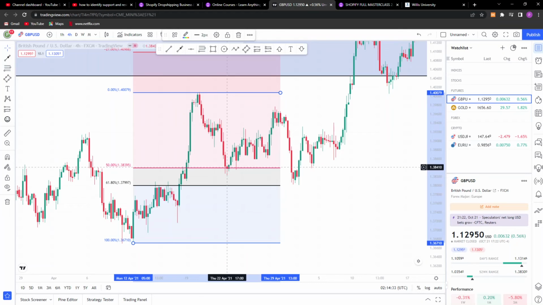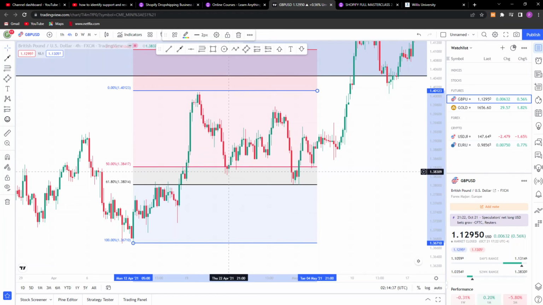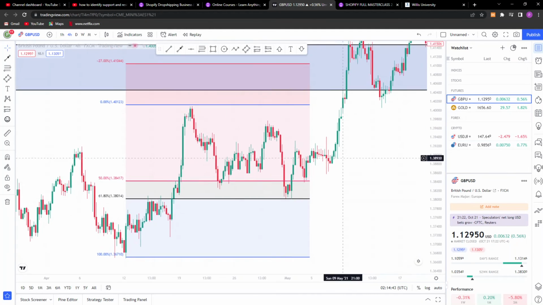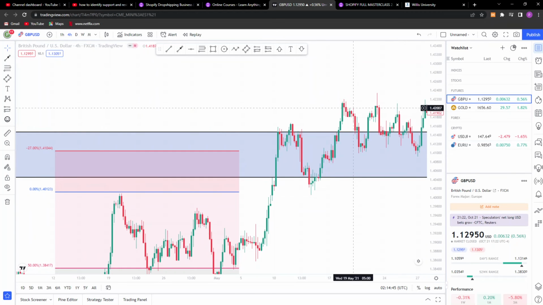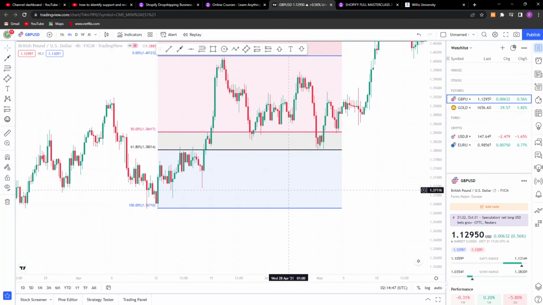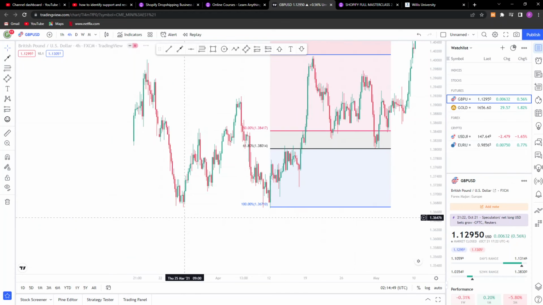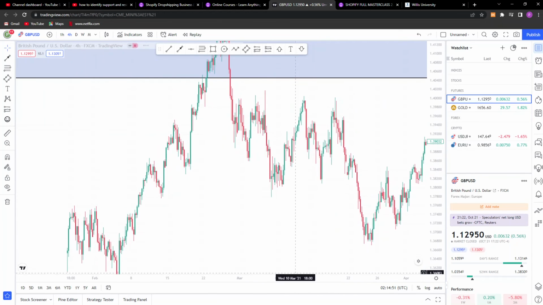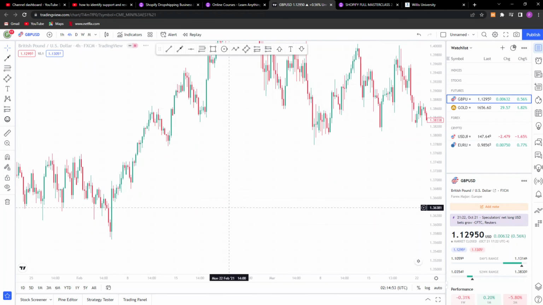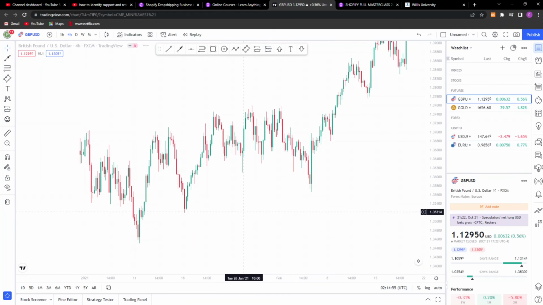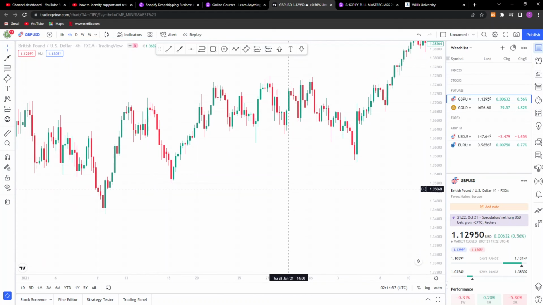Price tested in between what? Look, price tested in between what? The 50 to the 61. You see that? Now look at what? You see that? So just by using this tool, you're already guaranteed to know when to buy market or short market.